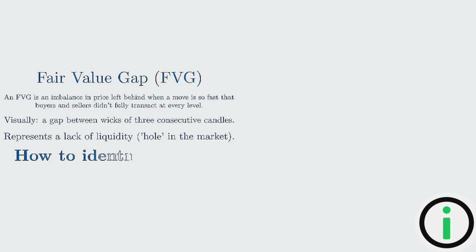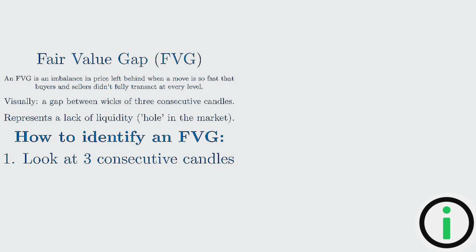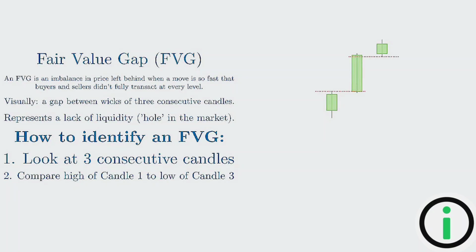How to identify an FVG? First, look at three consecutive candles. Then, compare the high of candle 1 to the low of candle 3. To identify a bullish FVG, look at three consecutive candles during an impulsive move. Compare the high of candle 1 to the low of candle 3. If the low of candle 3 is higher than the high of candle 1, there is a gap between them that candle 2 jumped over.